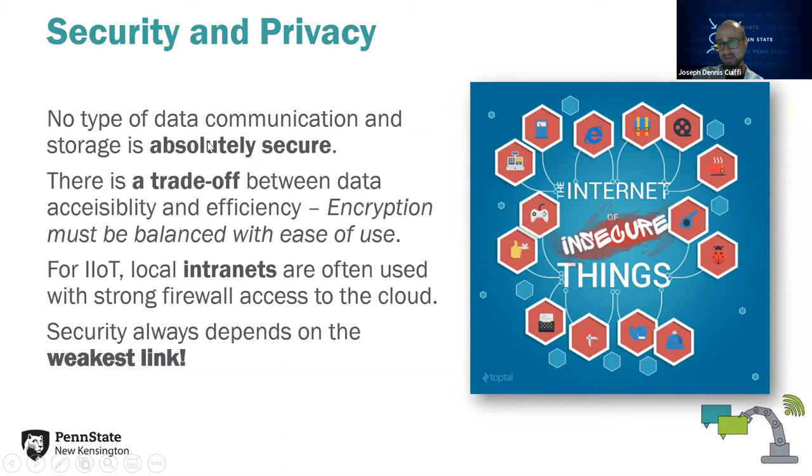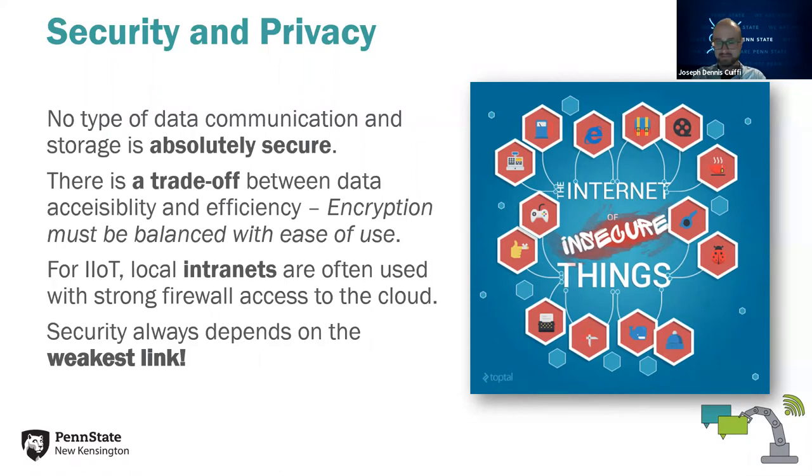And just remember that no type of data or communication is absolutely secure, right? What we try to do when we pass around information is encrypt it and put passwords and restrictions. Well, that leads to a natural trade-off between the accessibility and efficiency of the data. The more you encrypt it, generally the slower it is being transmitted over networks. And the more you limit accessibility, the less useful it is in your company. If you want people to be able to look at the data and summarize and have access to it, the more controls you place on that, the worse that is.